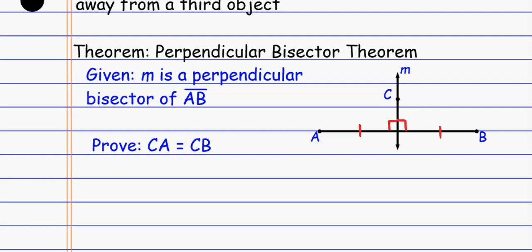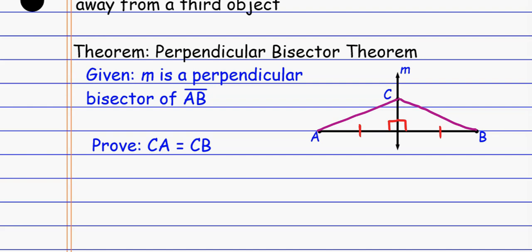Then I might add a little more. If I want to prove that these distances are the same, I should probably label that distance with a line segment, something like that. I want to prove that it's the same as that distance right there. This creates triangles, and that's good because we know a lot about triangles and proving things about triangles being the same or different.